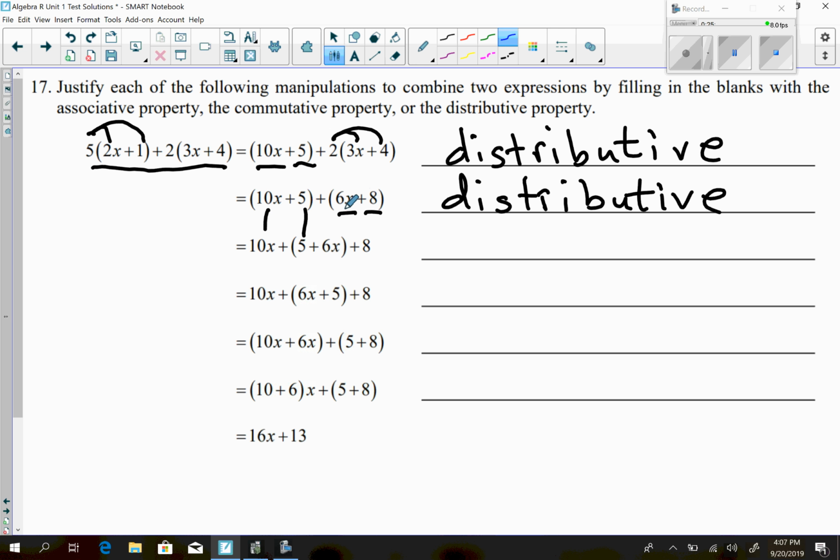Well, this to the next line, I'm noticing everything's in the same order. 10x, 5, 6x, 8, same order. The parentheses are different places, but everything's in the same order. 10x, 5, 6x, 8, 10x, 5, 6x, 8. When the order is not switched up at all, but only what's grouped is different, that's the associative property of addition.